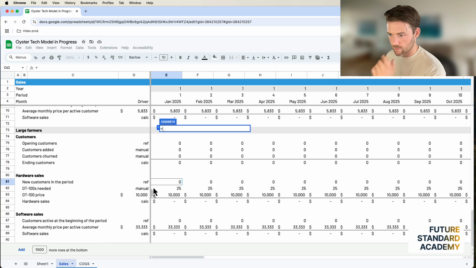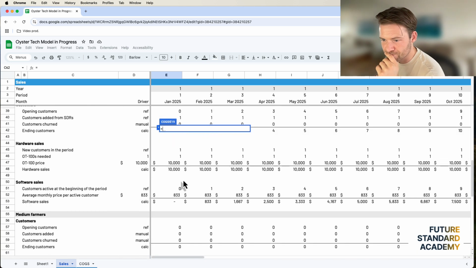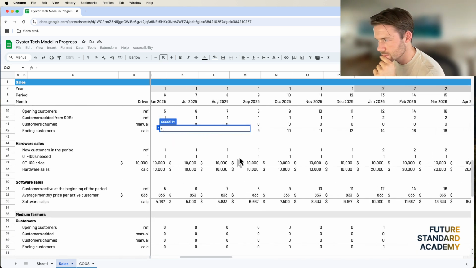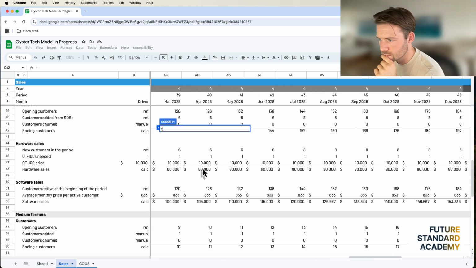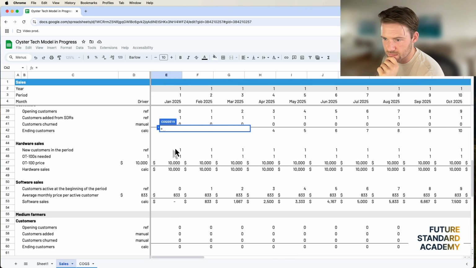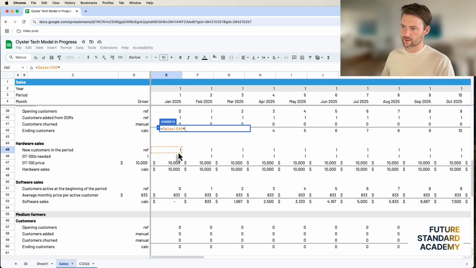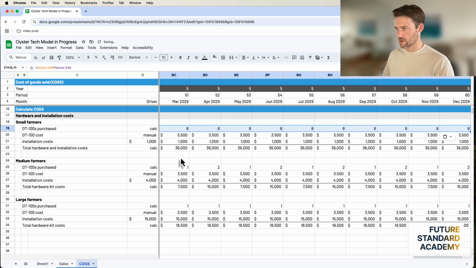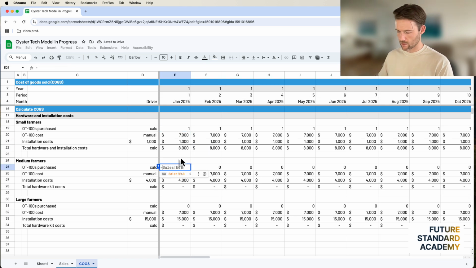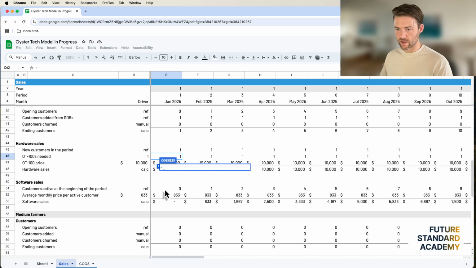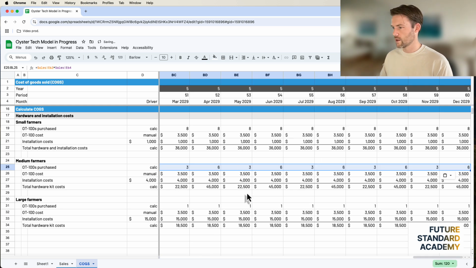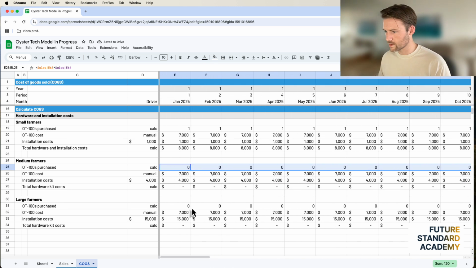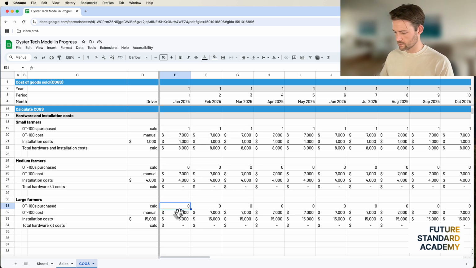My mistake, that's not the one I needed to click on. Hold on. So what I need to do is that multiplied by that. So medium customers are going to be the new customers in the period times the amount of OT100s they need. And that's going to give me the number I actually need to put down here. Okay, good. And then not sum, just equals.